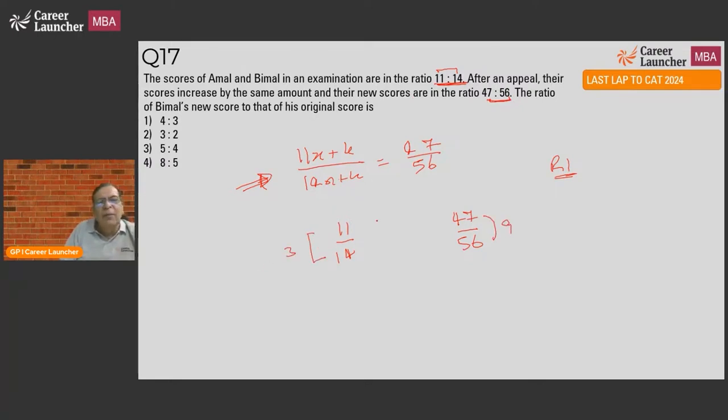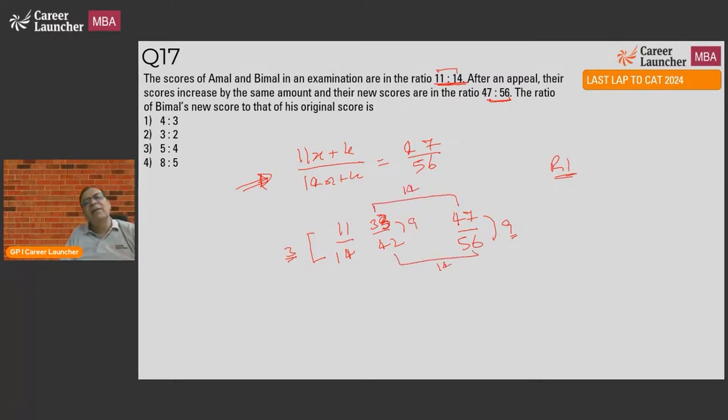What is this difference? 3. 11 and 14 differ by 3. So if I have to make this difference 9, what should I do? This is a difference of 3, the difference here is 9. Multiply by 3. So 11 threes are 33 upon 14 threes are 42. The difference becomes 9. So what is the increase for this person? 14. The increase for the other person? 14.